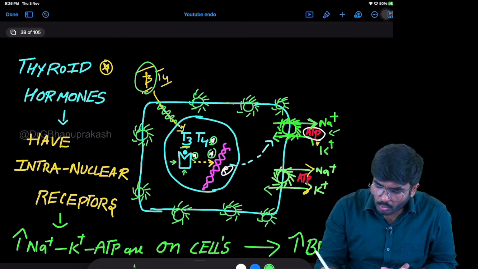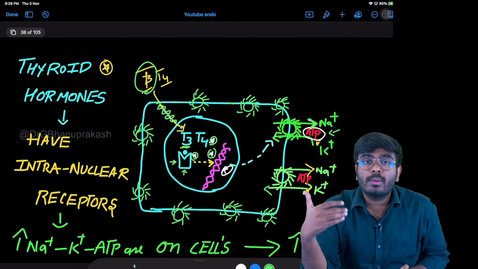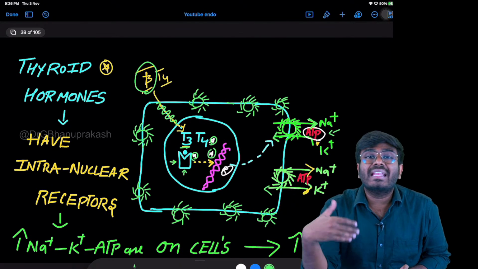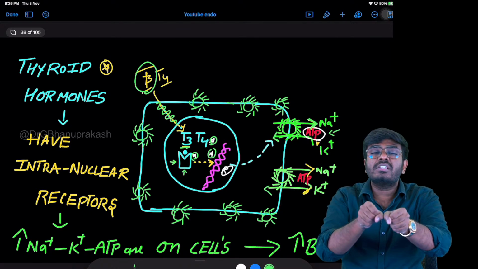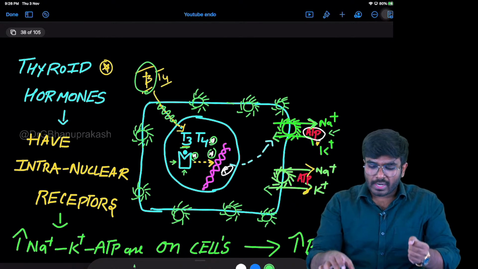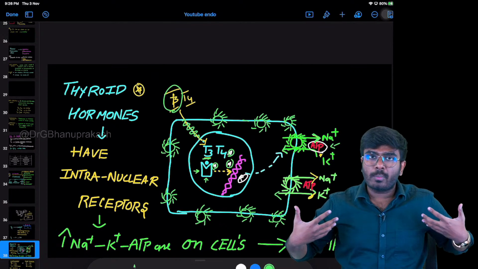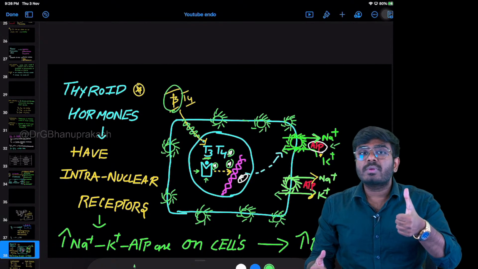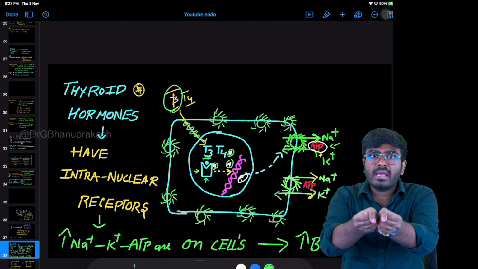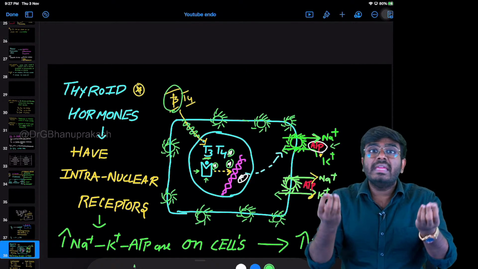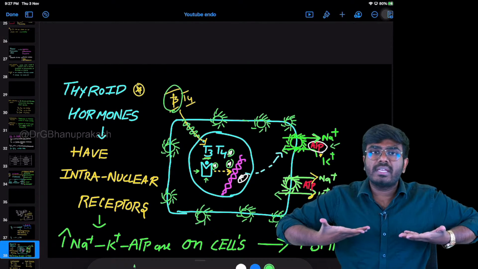Now tell me, the more sodium potassium ATPases, the more ATP is getting broken down. So more calories are getting utilized, more energy is getting utilized. Instead of 3000 calories, now more ATP is getting broken down in my body, so that will increase my basal metabolic rate. Whenever ATP is broken down, energy will be released, heat will be released. So thyroid hormones increase the body temperature.